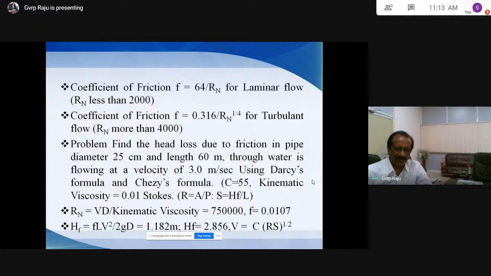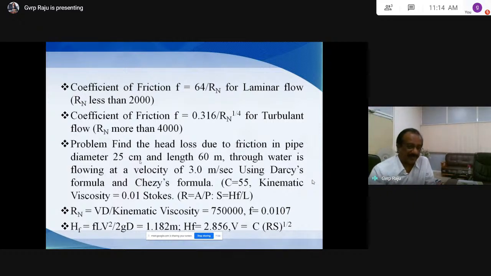For the problem, he has asked to find out head loss due to friction. He has not given the value of f here. You need to find out f. For that, take the equation for Reynolds number, which is equal to Vd by nu, Vd by kinematic viscosity. The velocity is 3 meters per second, and d is the diameter. Convert this d into meters, 0.25, divided by nu, kinematic viscosity.